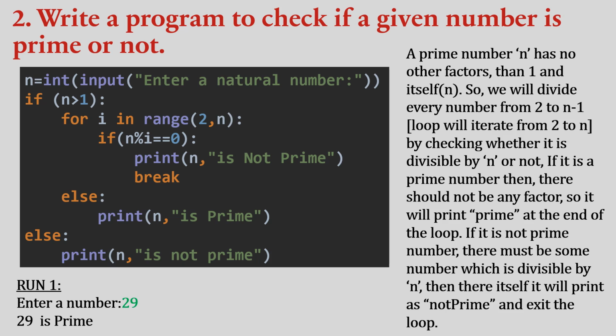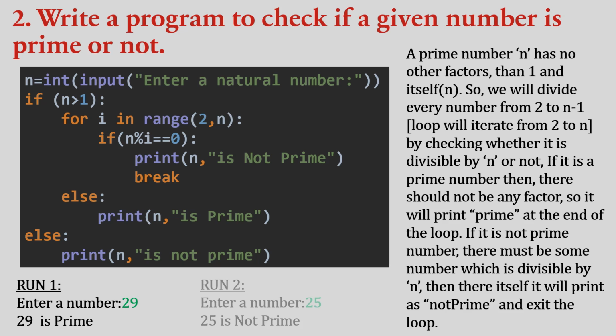Why? Because it will first go through the first condition, if n is greater than 1. Yes, 29 is greater than 1. So it will check the for loop where i will range from 2 to 28. It will check any number starting from 2 to 28 whether it divides 29 or not, and it found that there is no number which divides 29 in the range 2 to 28. So it has completed the loop and it has printed that 29 is a prime number.